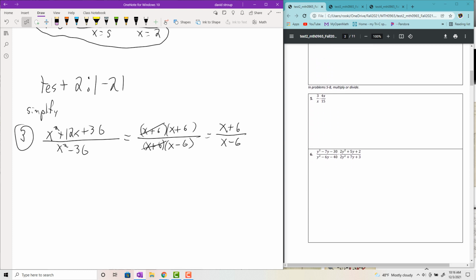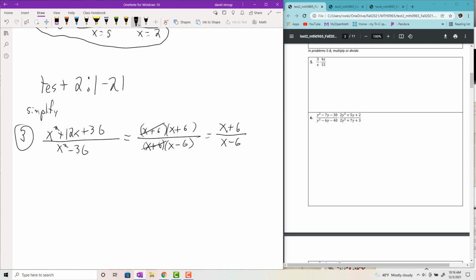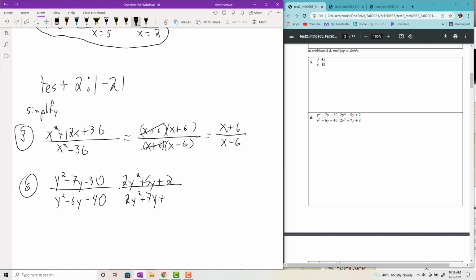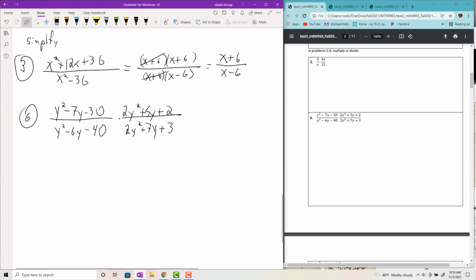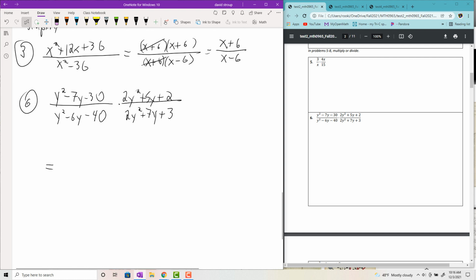Multiplication is kind of the same deal. Let's look at number 6. That looks intimidating. So we have y squared minus 7y minus 30 all over y squared minus 6y minus 40 times 2y squared plus 5y plus 2 all over 2y squared plus 7y plus 3. Okay. All right, so first things first, you want to completely factor as you multiply across.